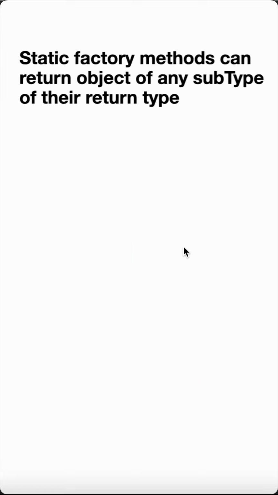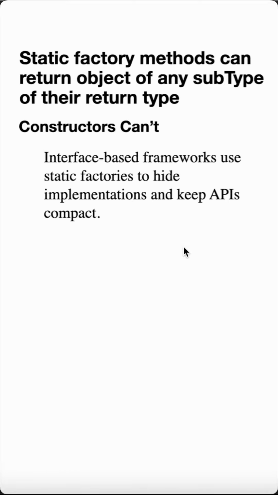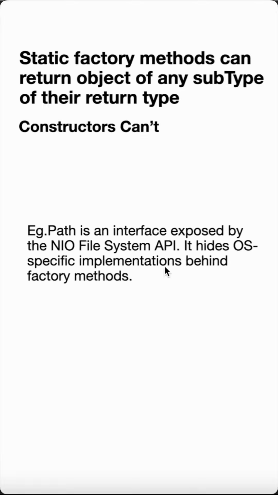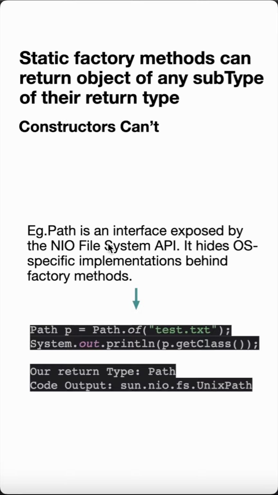Static factory methods can return an object of any subtype of their return type. Constructors can't. Now, this is very powerful. Many interface-based frameworks use static factories to hide implementations and keep APIs compact. One example is the Collections Framework, and another you can take is Java's NIO file system API, in which we have one interface called Path, which is used to handle paths. It hides OS-specific implementation behind the factory methods.